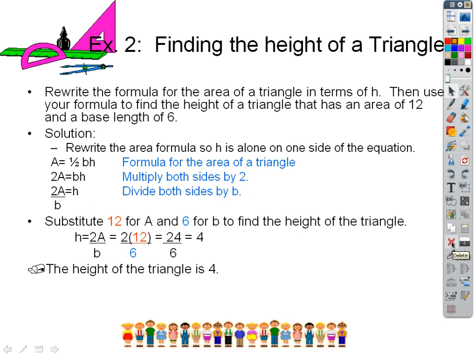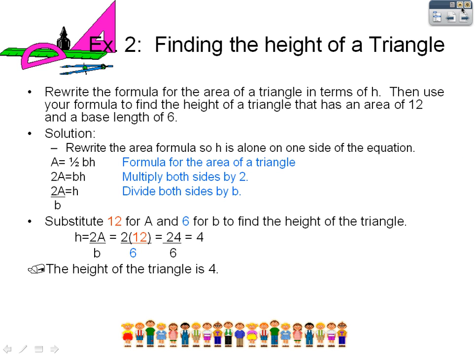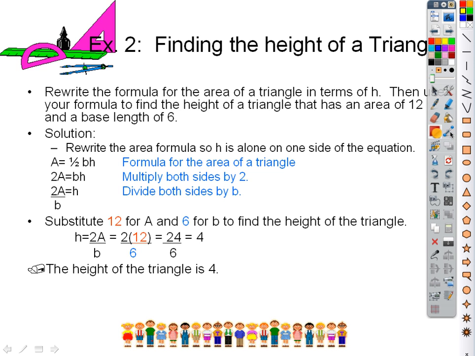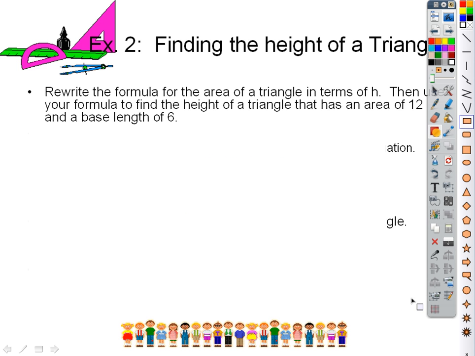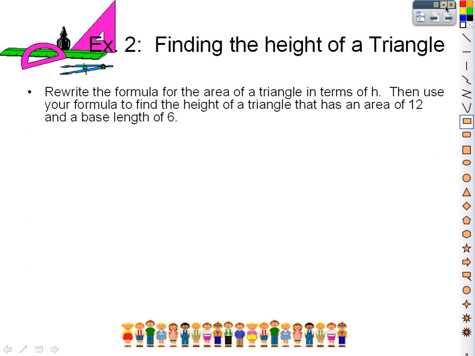Okay, what about this? What if we're told here that we've got a triangle, and we know that the area of the triangle is 12 and the length of the base is 6. We want to find the height. What do we do?